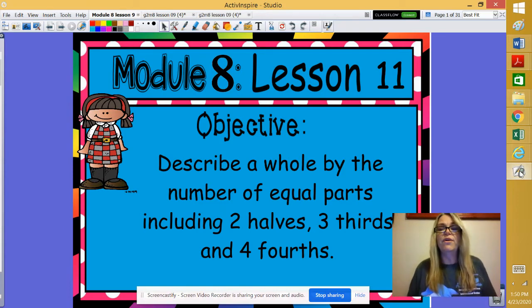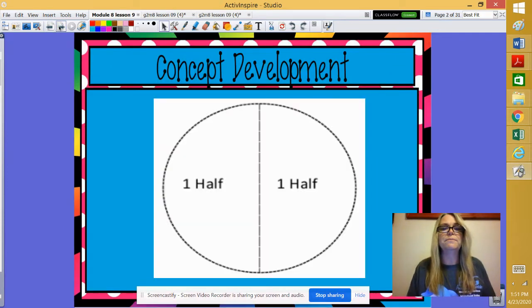When we talk about thirds, there are three equal parts. And fourths is, you guessed it, four equal parts. Okay, so let's look at some shapes. So here we have a circle that we have separated into halves. We have partitioned them into halves. You got to remember that word, partitioned. That means we're separating. So we have partitioned this circle into halves.